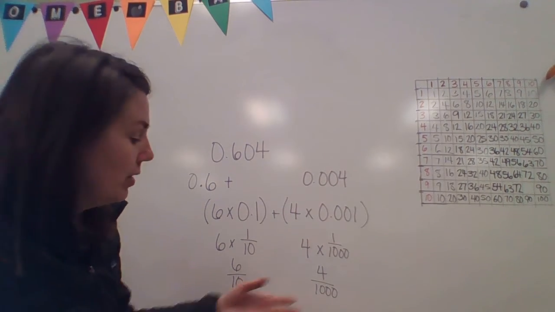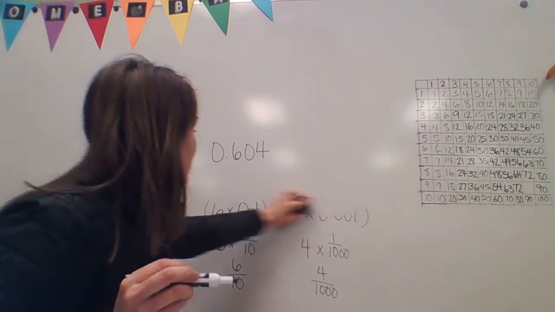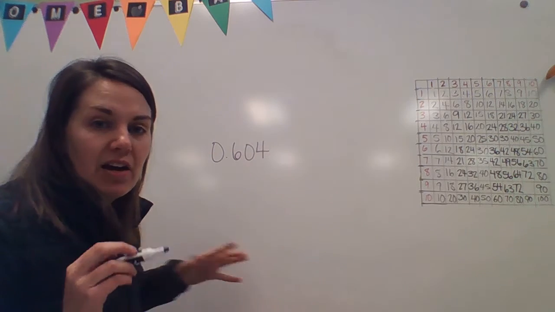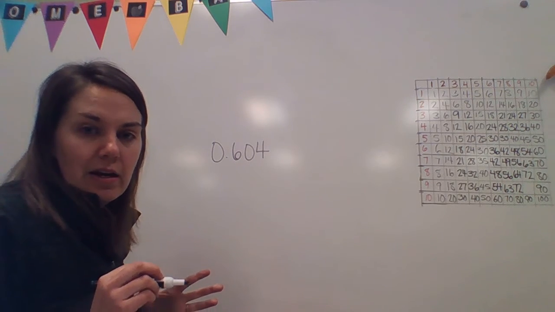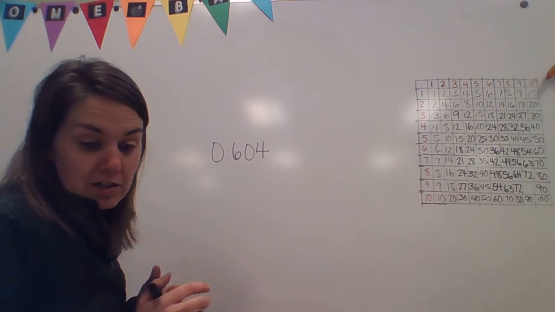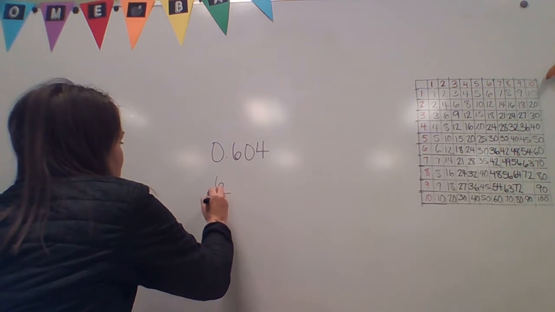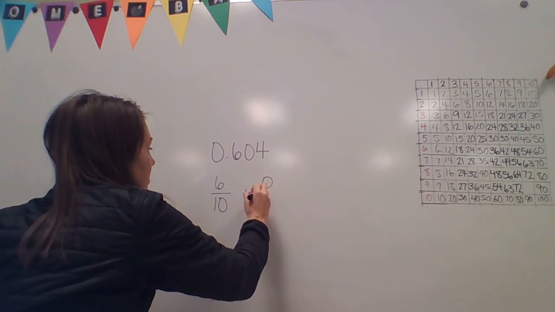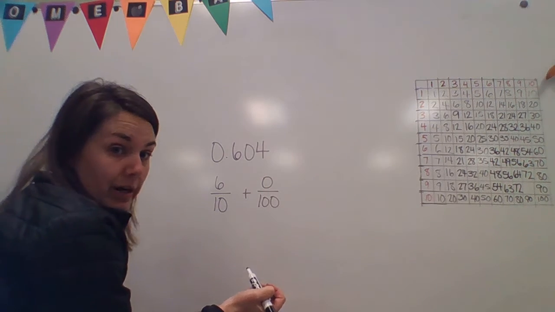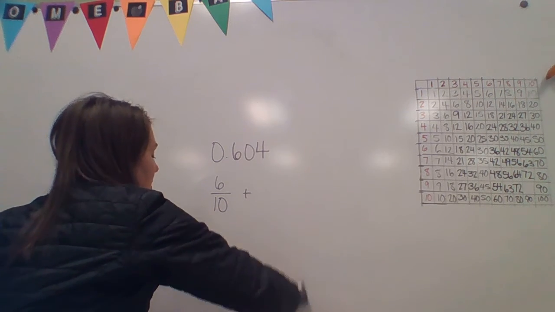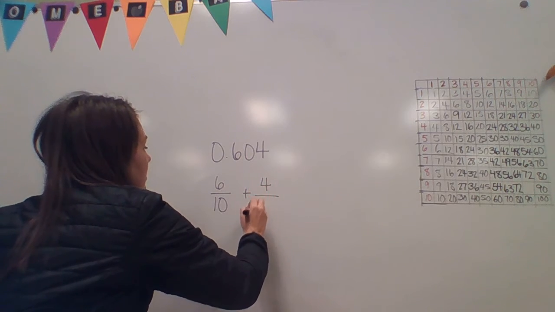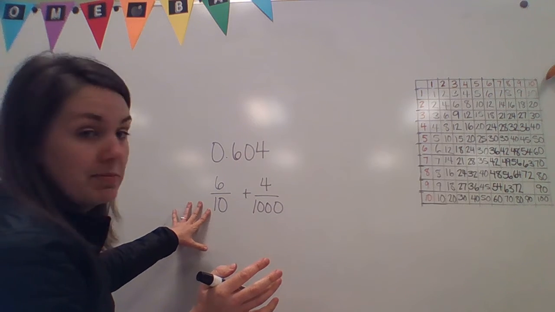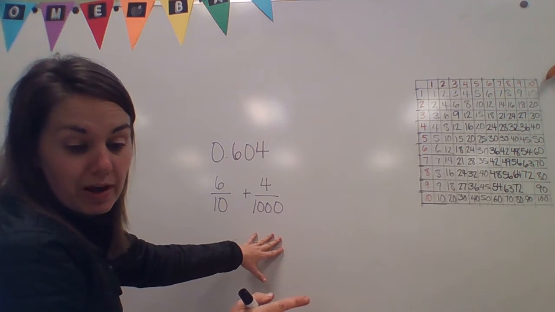So, down below, again, I find it easier to think about it with fractions because we're already talking about tenths and thousandths and hundredths. And so if I think about it with fractions, I'm going to think I have 6/10, I have 0/100, or nothing there, right? And I have 4/1,000. Again, I can think of that as 6 times 1/10 and 4 times 1/1,000.